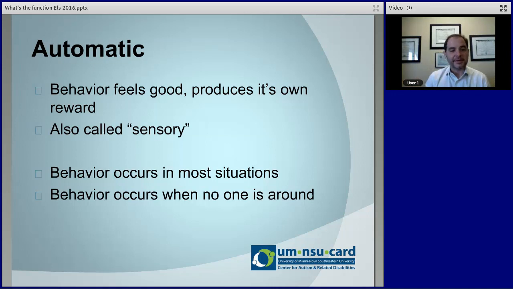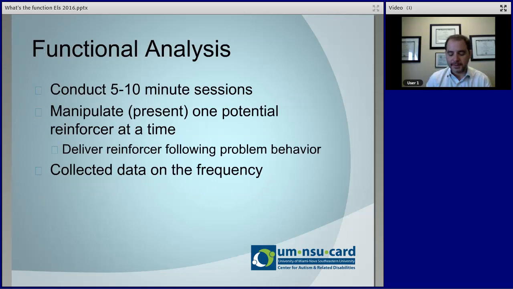However, in the automatic function, that sensory reinforcer is always available. And so we're likely to see the automatic function, or behavior maintained by automatic reinforcer, occur in most situations. And in particular, that behavior may occur when no one is around because you don't need anyone to engage in behavior that produces its own rewards. Okay?